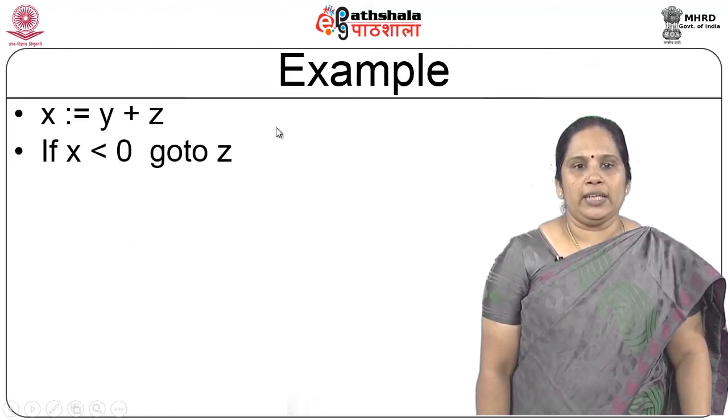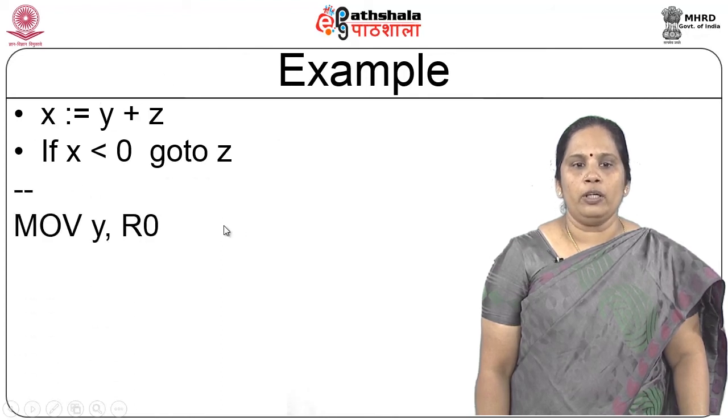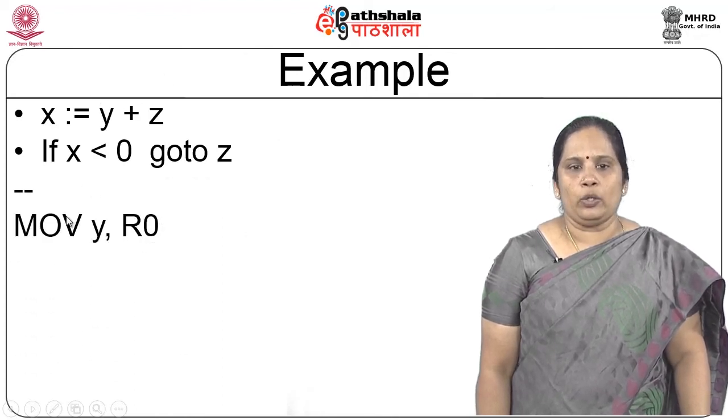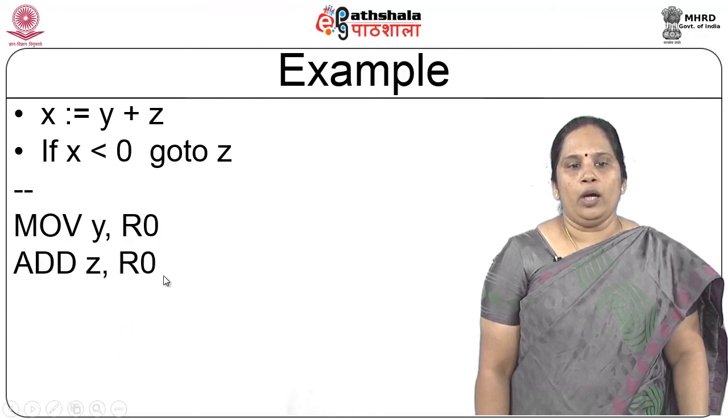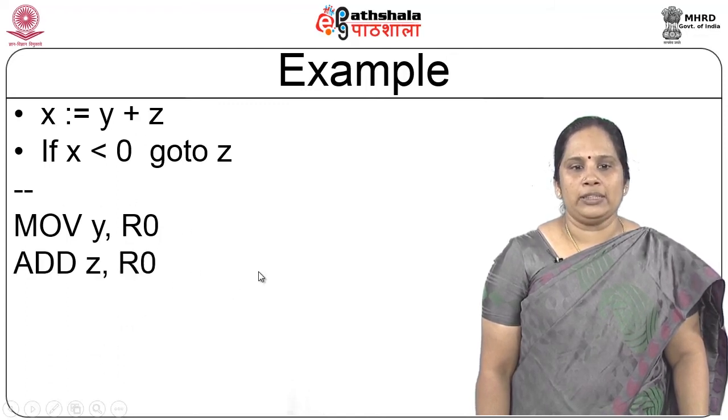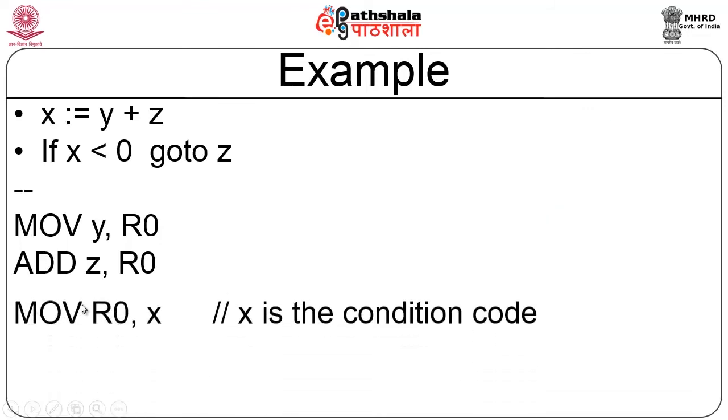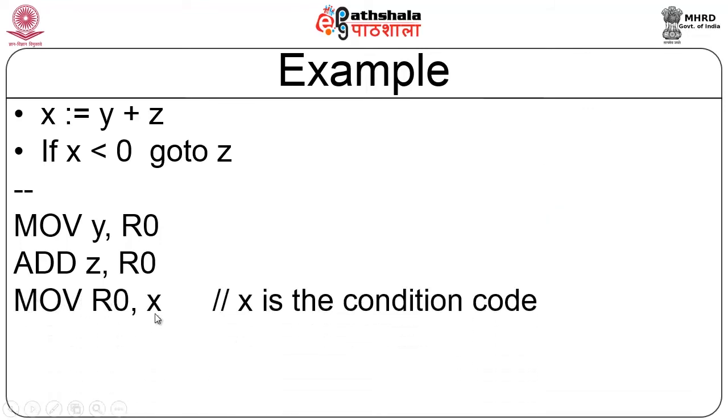So if x is equal to y plus z, if x is less than 0, go to that. This is going to be my input. So how do I correspondingly generate code: move y comma r naught, add z comma r naught. So the result is now in r naught. Then move r naught comma x. So x is going to be the condition code. So I am moving the register value back to x. Then compare and jump if less than to z.